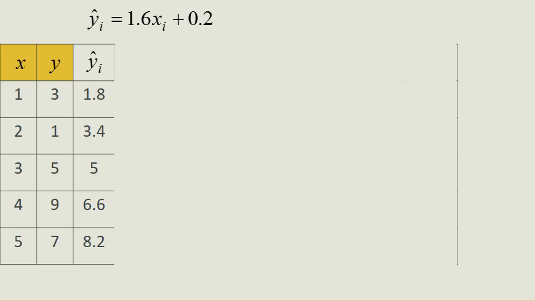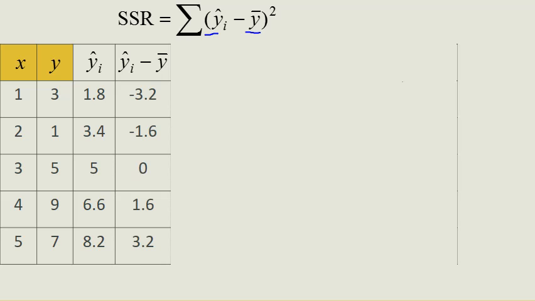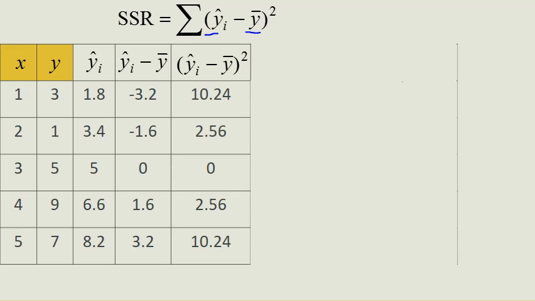Now we're going to start doing the sums of squares calculations. We'll begin with the regression sum of squares. The formula uses only y hat and y bar. First, we'll subtract y bar, or 5, from every y hat value to get these numbers. Next, we'll square them to get these values. And the sum of these squares is equal to 25.6. And that is our regression sum of squares.